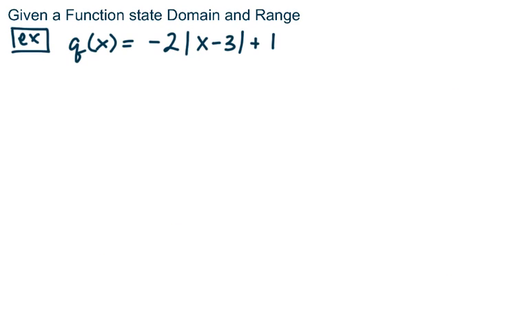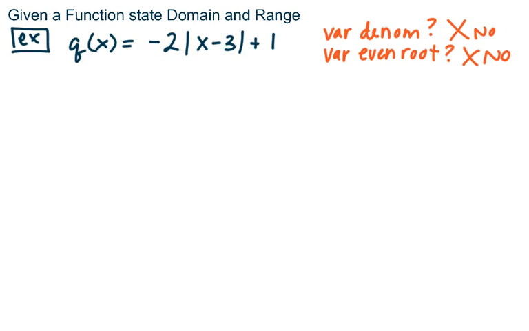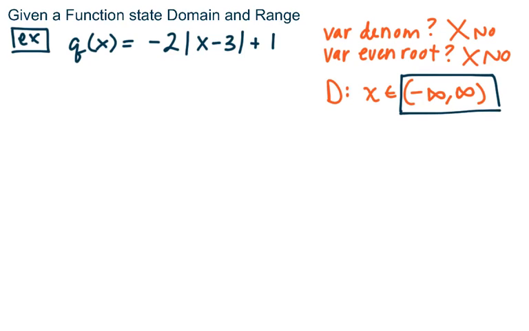For our next example, we're given the function q of x equals -2 times the absolute value of x minus 3 plus 1. All right, so for domain, we ask ourselves the same two questions. Does this function have a variable in the denominator, or does this function have a variable under the even root? And the answer to both of those questions is no. Therefore, we will state that our domain is any x value in the set of all real numbers. So the domain is -infinity to +infinity.